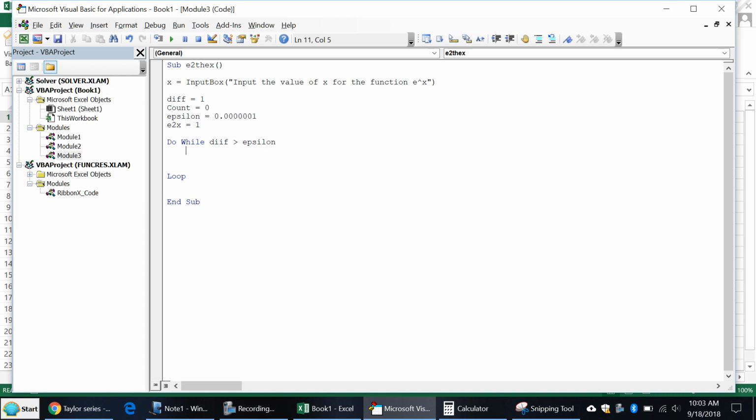So instead of doing a for next, for I equal 1 to n, and us trying to guess what n should be, we're going to let this float, and we're going to do this loop while the difference between our functions that we're calculating is greater than epsilon. So just like we calculated pi last week, we're doing the same sort of thing. And I'm going to say count is equal to count plus 1.